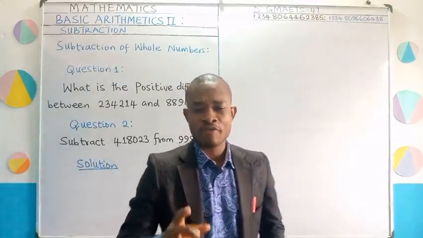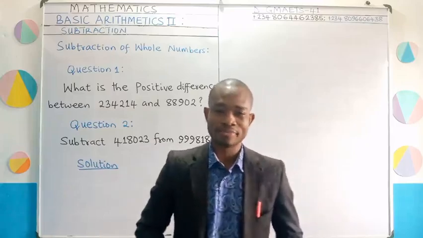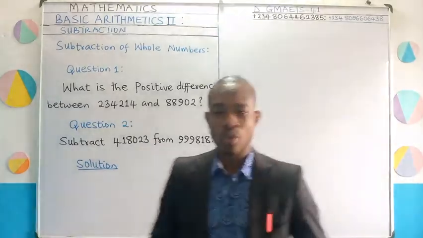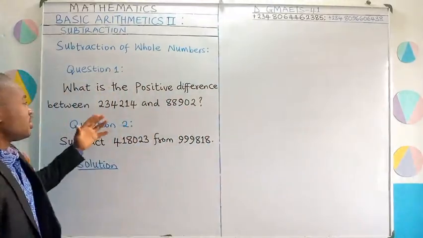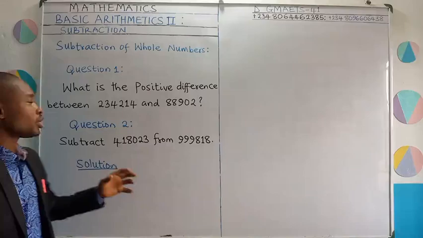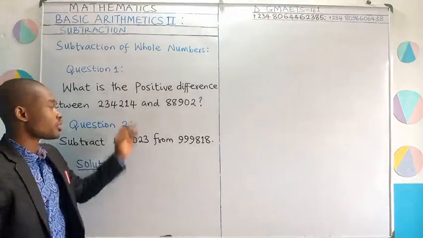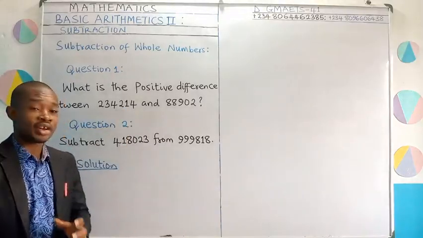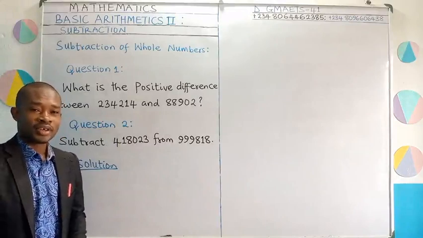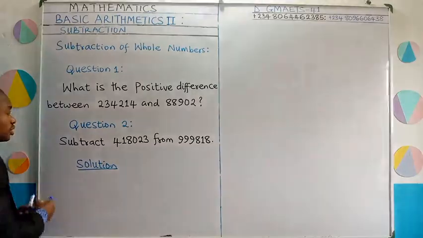We now have our very first 2 questions here on the board. So let us see how we solve that. Question number 1, we are asked, what is the positive difference between 234,214 and 88,902? Let us solve that before we move on to question number 2.